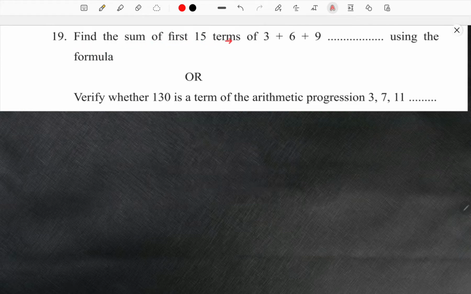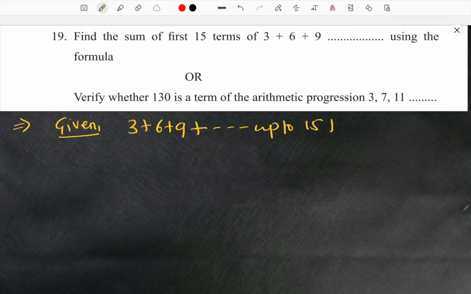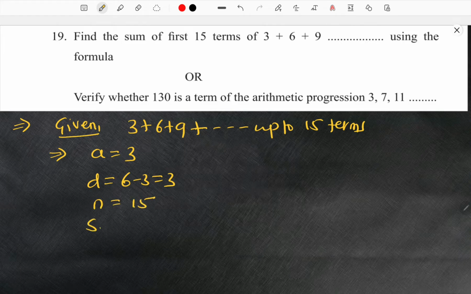Find the sum of first 15 terms of 3 plus 6 plus 9 and so on, using the formula. All right, so what is the given AP? It is given as 3 plus 6 plus 9 up to how many terms? Up to 15 terms, right? So what it becomes now, a is equal to 3 and d is equal to 6 minus 3 is equal to 3 and n is equal to 15, and they are asking about S15. S15 means sum of 15 terms.